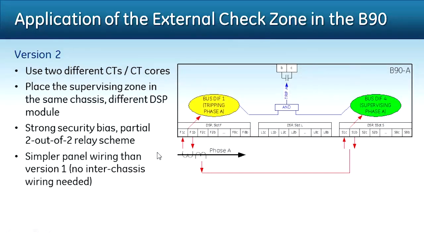Version 2, we have 2 current transformers and each of them wired to 2 separate inputs on the same relay doing the same differential calculation. And the supervision or check zone supervises the A phase and determines if the relay should trip. So we again have a 2 out of 2 scheme here. However, everything is in the same box, meaning wiring is simpler.